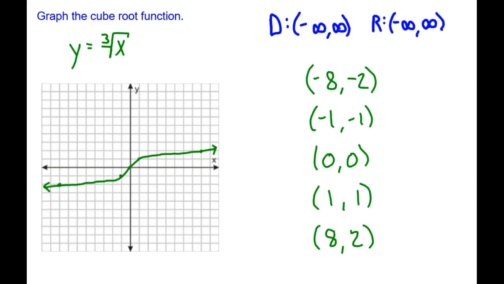Now we're going to look at the graph of the cube root function, y equals the cube root of x. The domain and range for the cube root function is negative infinity to infinity, because we can take the cube root of a negative number. On the basic graph, some key points are (-8, -2). The cube root of negative 8 is negative 2, because negative 2 times negative 2 times negative 2 gives a result of negative 8. You can see the other key points: (-1, -1), (0, 0), (1, 1), and (8, 2). If we plot those points and draw a smooth curve through them, we can see our basic graph for the cube root function.